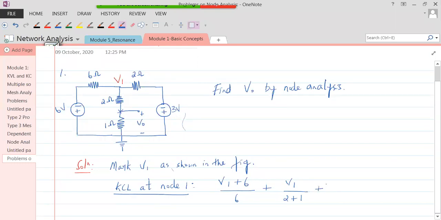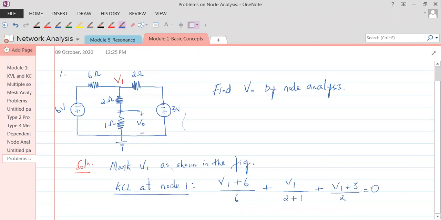Plus, what is the third current there? What is the third current? The current leaving node 1 in this particular branch. What is that? It's V1 minus of minus would become plus, V1 plus 3 divided by 2.